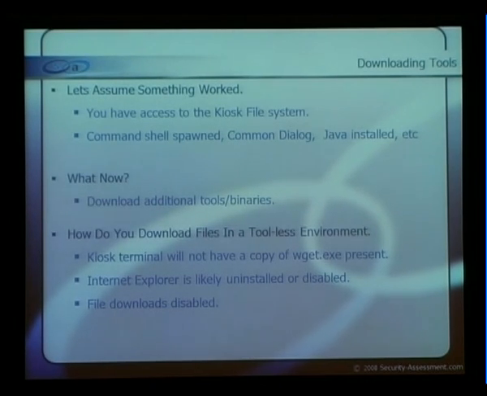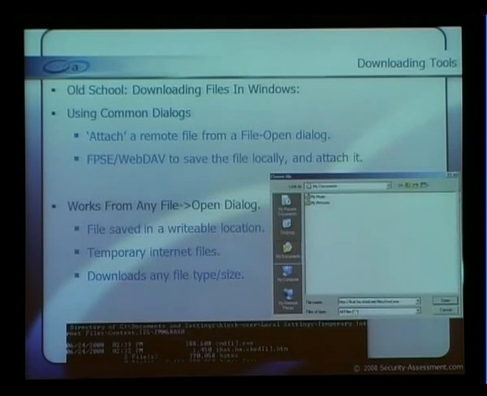So the kiosk terminal will not have a copy of wget.exe present. They're not going to give you native tools that you can use to download other tools. Internet Explorer is likely going to be uninstalled or disabled, and file downloads will definitely be disabled. So how do you download files on Windows? This is a pretty old school problem.